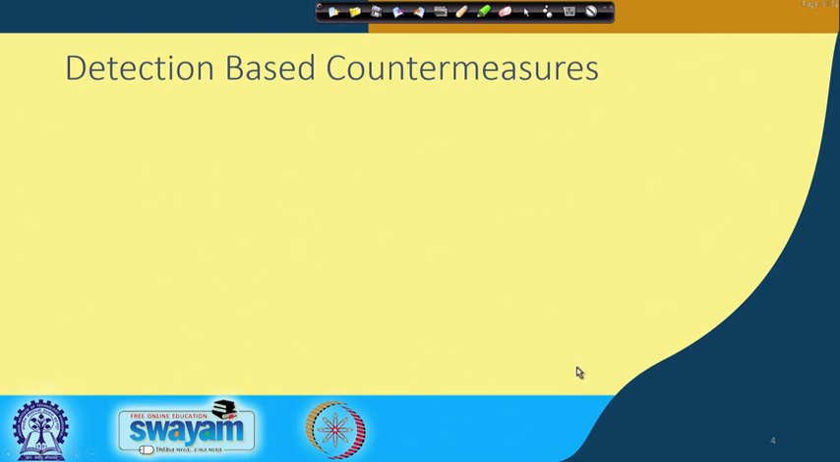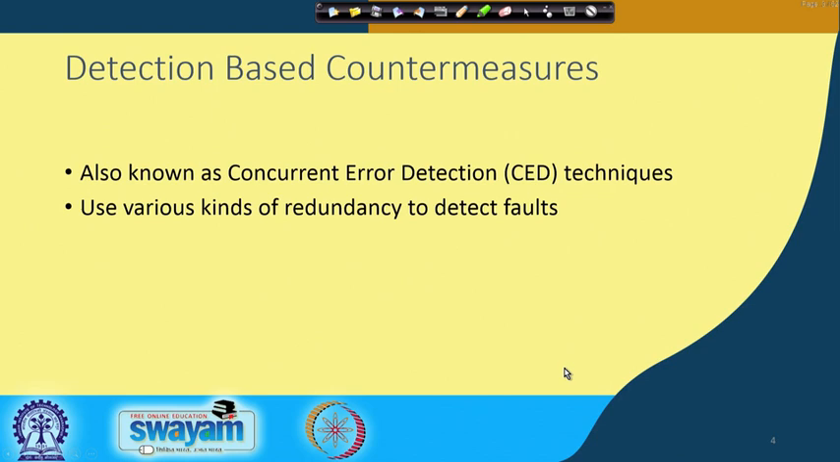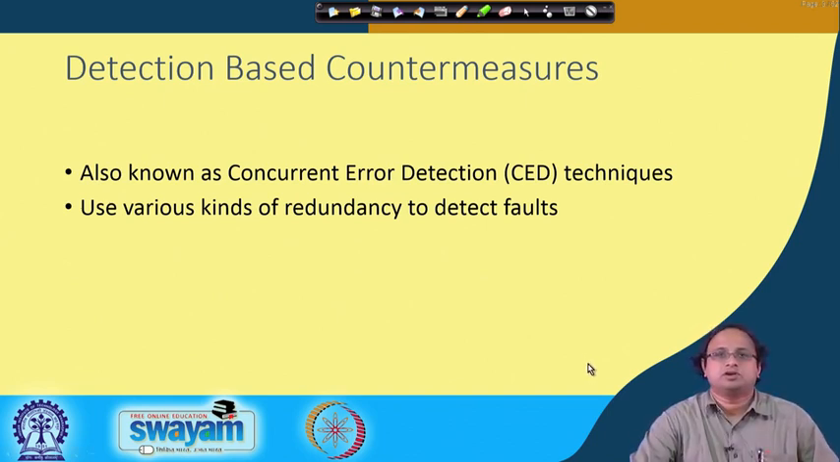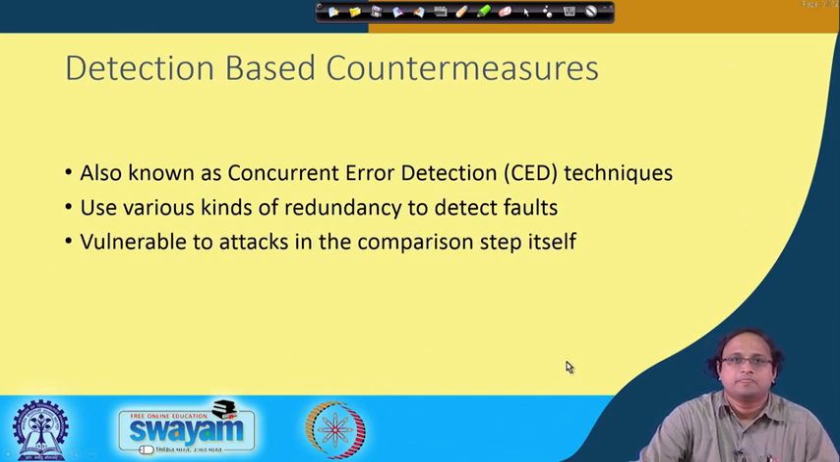Therefore, first let us try to understand what is meant by detection based countermeasures. This is also known as concurrent error detection techniques, or CED as it is abbreviated. It basically uses various kinds of redundancy to detect faults. Redundancy is a very important technique or trick to counter fault attacks, and it is a very popular fault tolerance technique which we have also tried to adopt in the context of cryptographic implementations.